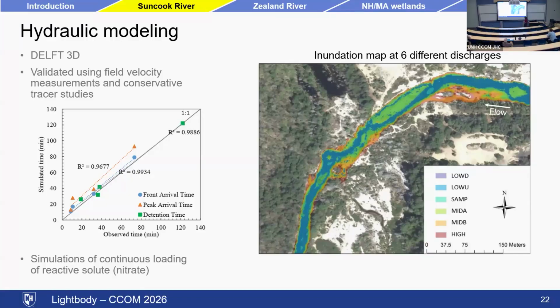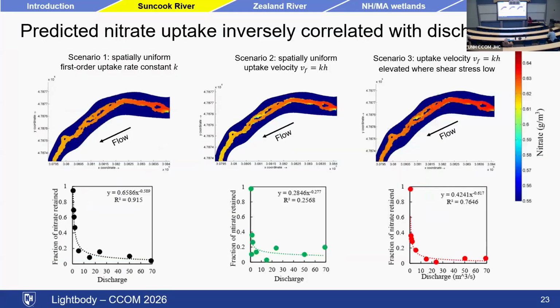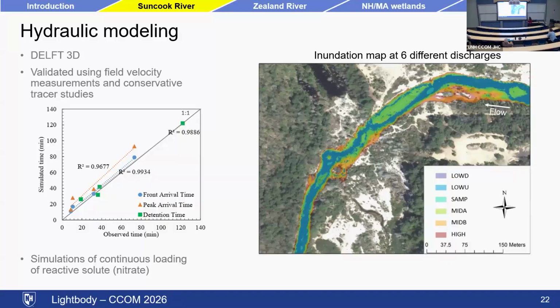This was a 2D model, so it was resolved over the width and the depth. This did a pretty good job simulating the arrival times for our tracer releases. And here on the right, you can see a map of what this model shows, this is just an inundation map. As we're increasing discharge, we're increasing the area of the riverbed that is inundated by the flow.